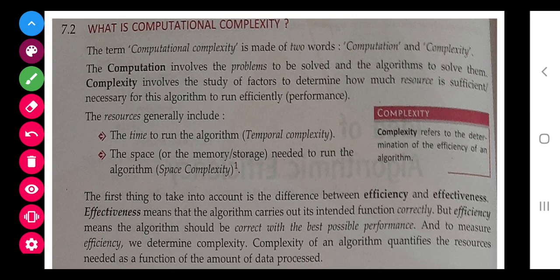Because if we make a program with the least resources, then our program will be the best. If we are using many resources, then we call it the worst. And if we are using not too much and not too little, then we call it average. So that also we are going to learn in this chapter. The resources generally include the time to run the algorithm, as given in the introduction, and the space.